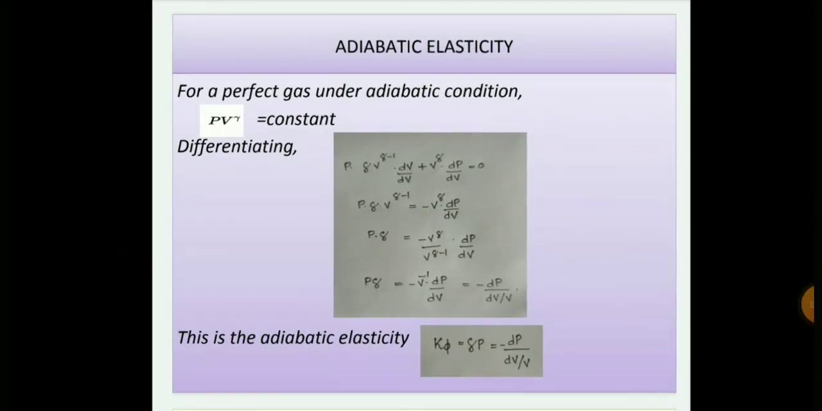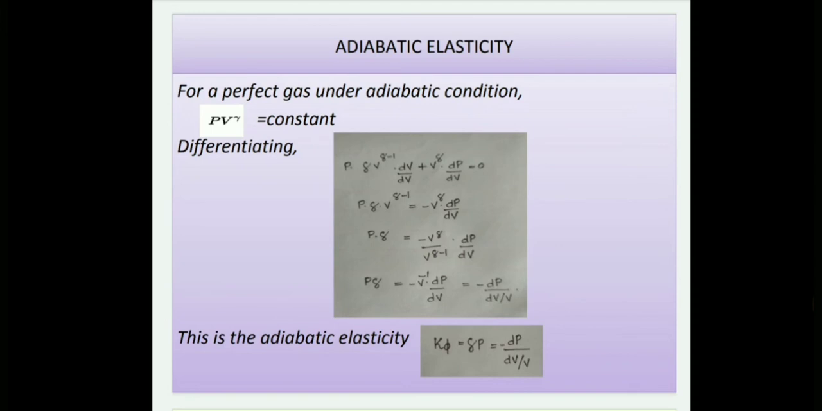The second one is adiabatic elasticity. We know it is the volume elasticity when no heat enters or leaves the system. For a perfect gas under adiabatic condition, PV raised to gamma is equal to a constant. On differentiating, apply the product rule, that is P into differential of the second term, that is gamma into V raised to gamma minus 1 into dV divided by dV, plus V raised to gamma into differential of the first term, dP divided by dV, is equal to 0.